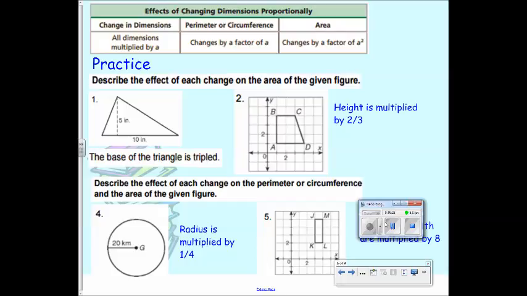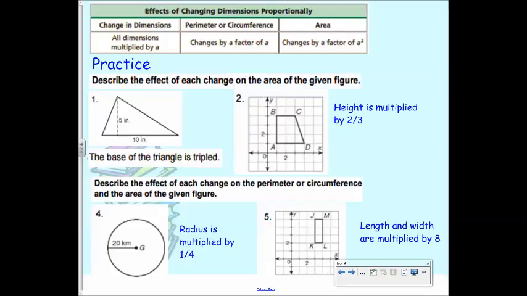All right, so when you change the radius, the circumference is still multiplied by 1/4, but what happens to the area? You divide it by not 4, but 16. So you square that number and divide it.